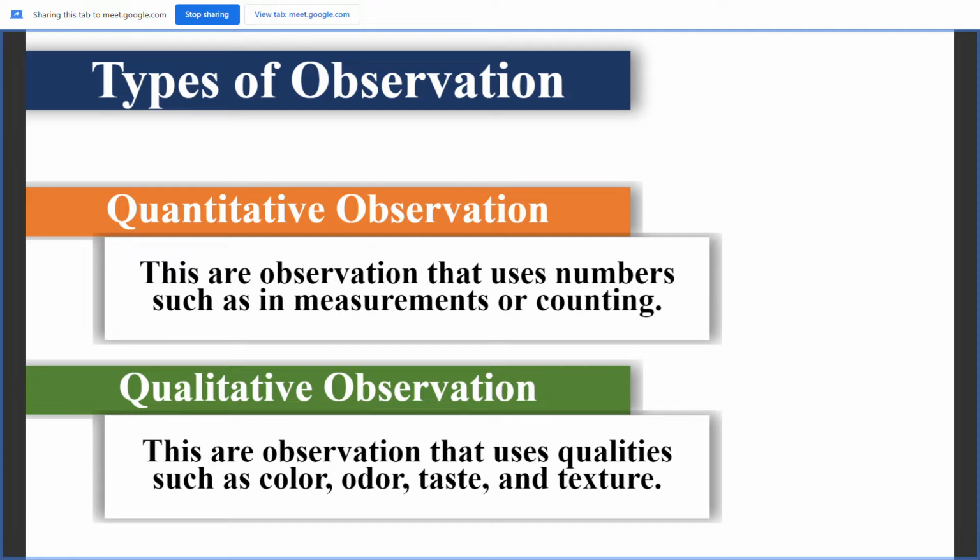Pag sinabi naman natin qualitative observation, these are observations that use qualities such as color, odor, taste, and texture. Ito naman po yung binidescribe mo yung isang bagay sa pamamagitan ng 5 senses mo. Okay? Anong lasa ng adobo, and so on and so forth. Anong amoy ng sabon? Mabango ba? Anong texture nun? Yun po yung qualitative observation.